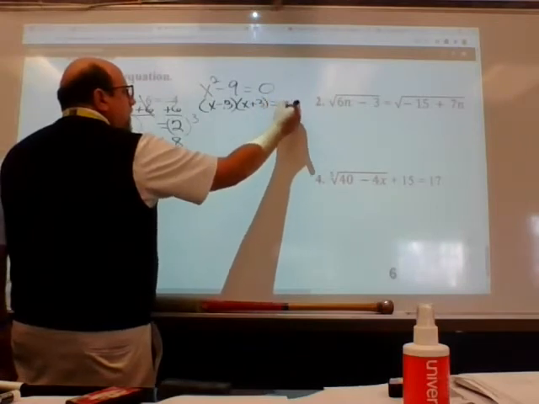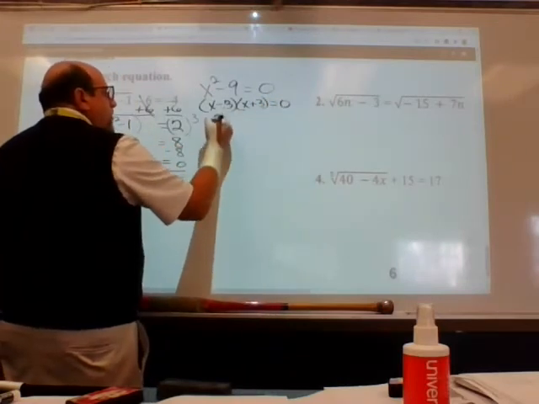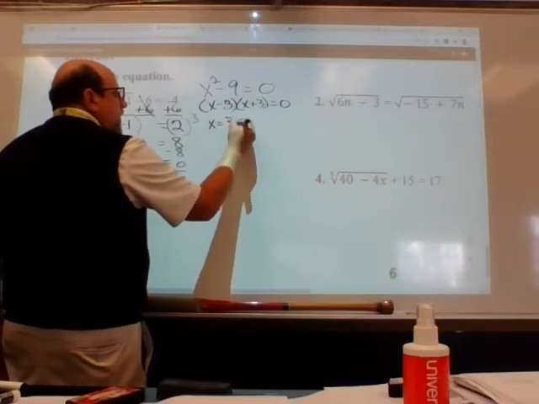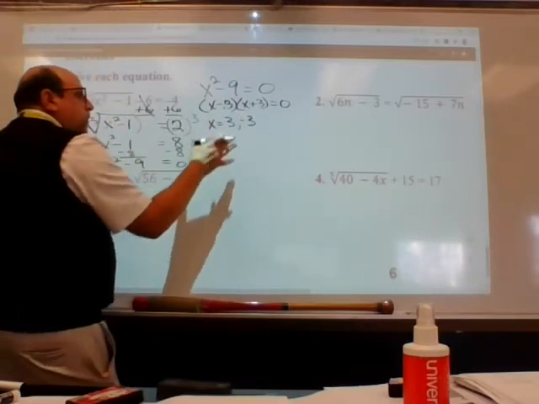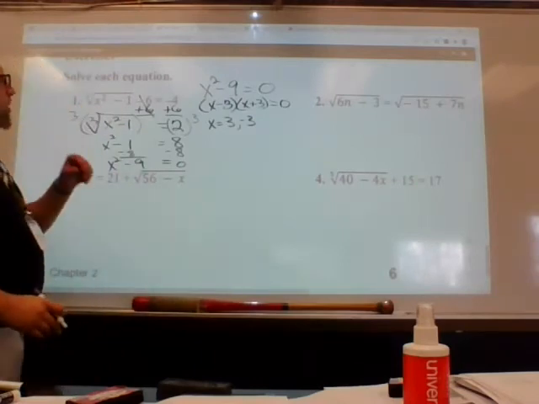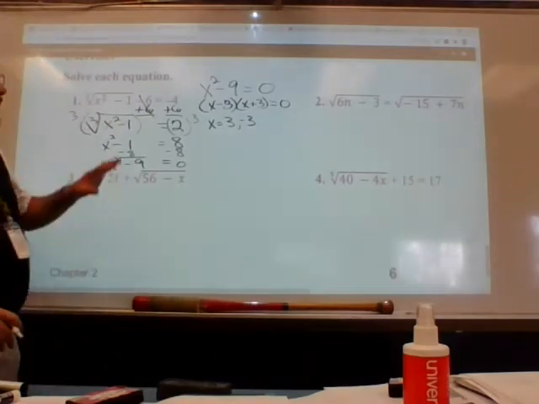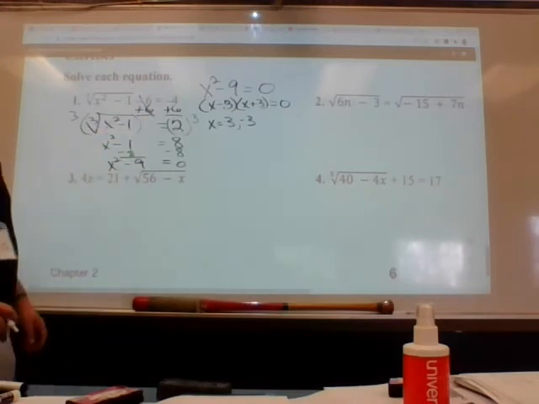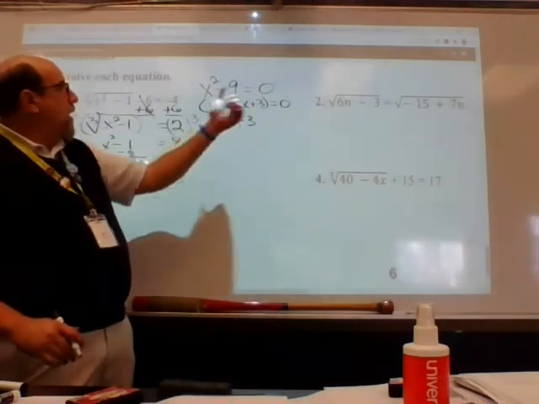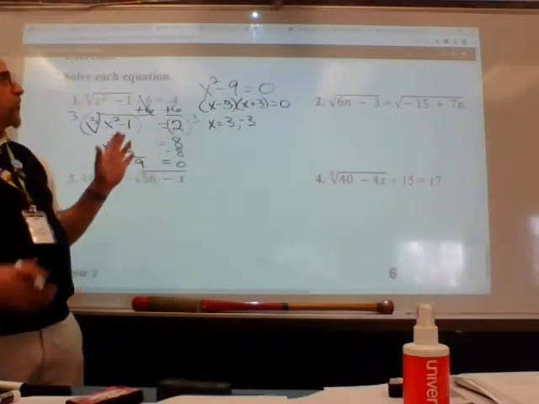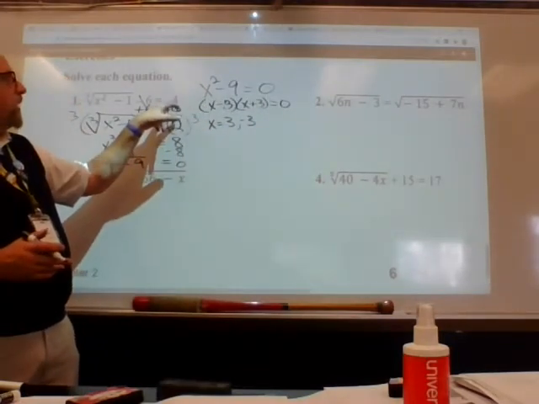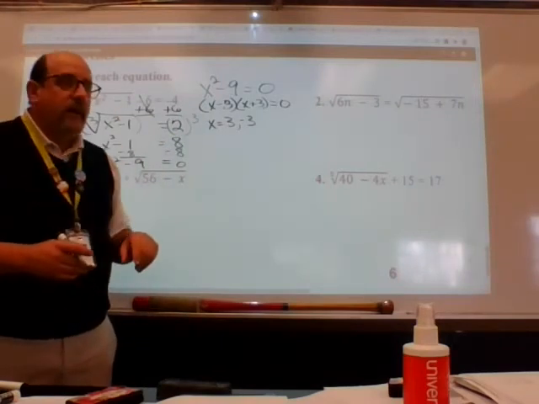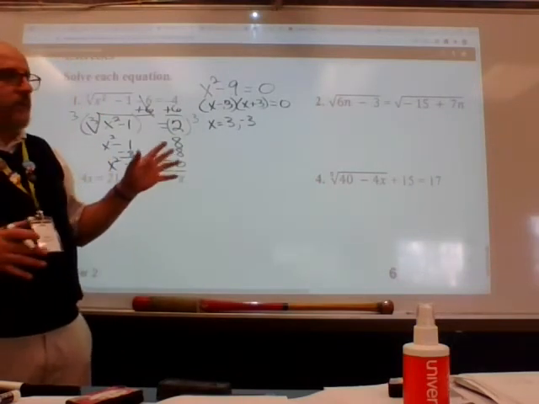All right, equals 0. We have x equals 3 and negative 3. Those are our possible zeros. You throw them back in here. By the way, they both work. That's a parabola. It cuts through 3 and negative 3. By the way, it sits right in the middle, and it bottoms out at negative 4.